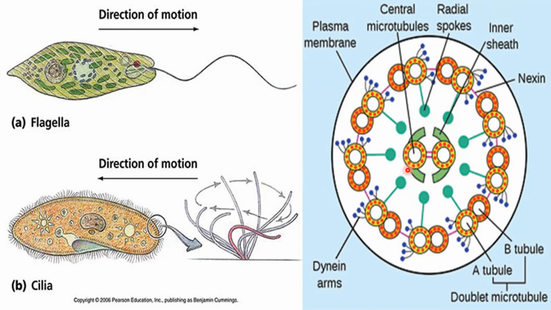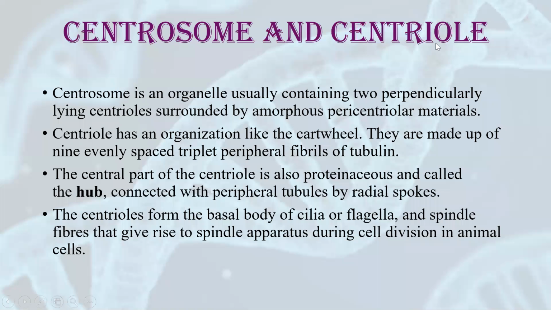Centrally, there are 2 microtubules which are complete rings. Surrounding in the periphery, there are 9 doublet microtubules. Out of these, the A1 is complete and the B1 is incomplete. They are connected with each other with the help of nexin. Doublets are connected to the central microtubules with the help of radial spokes, and they all are surrounded by plasma membrane. The structure is very important. Next, we'll be talking about centrosome and centriole.